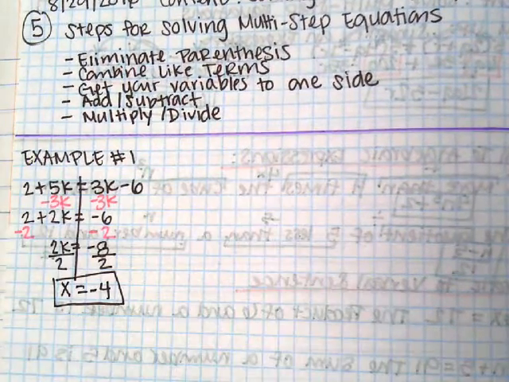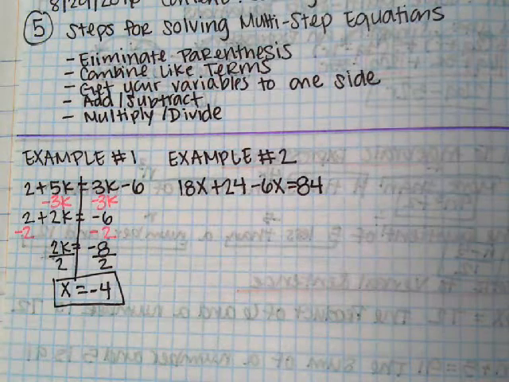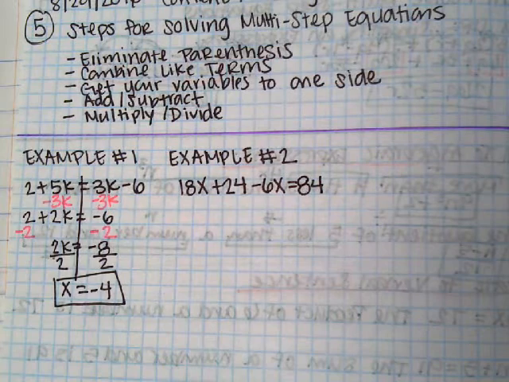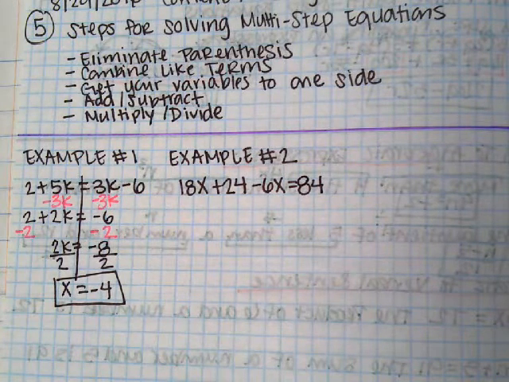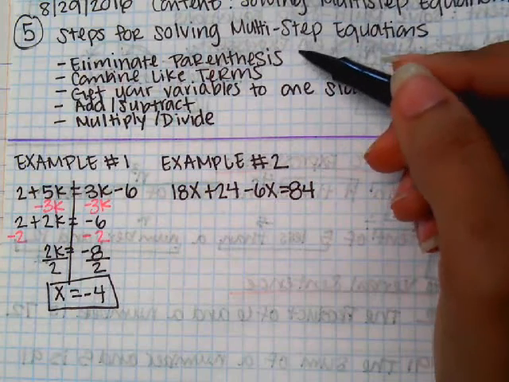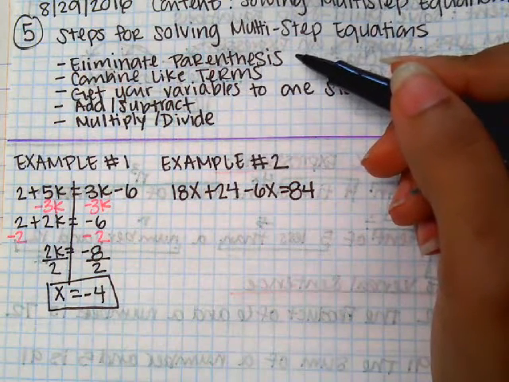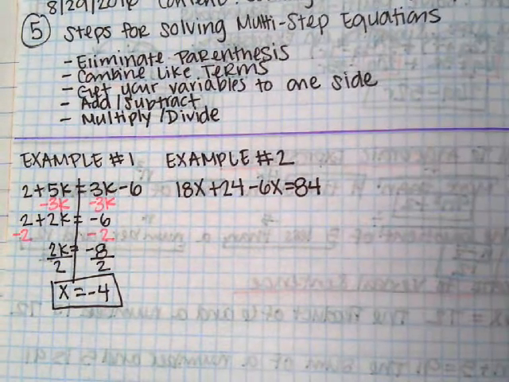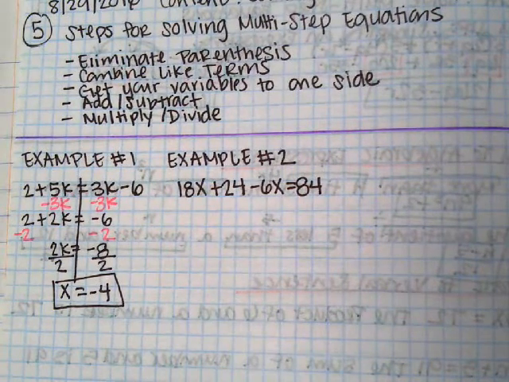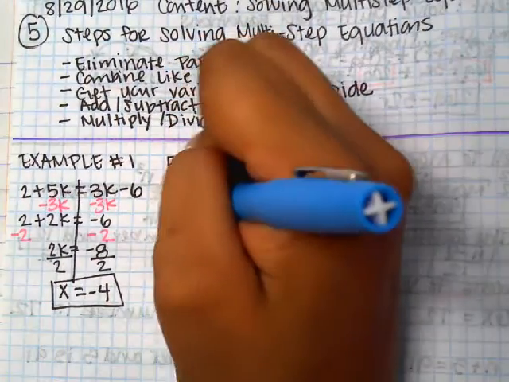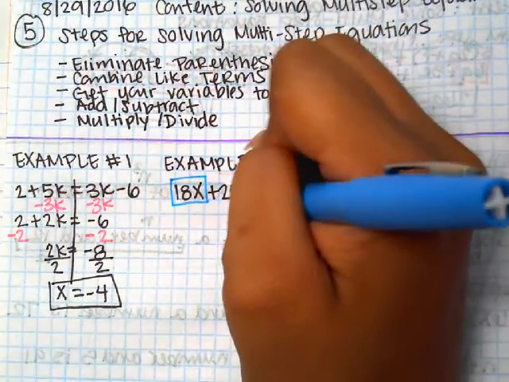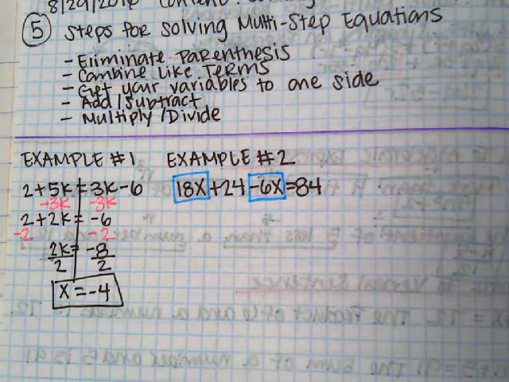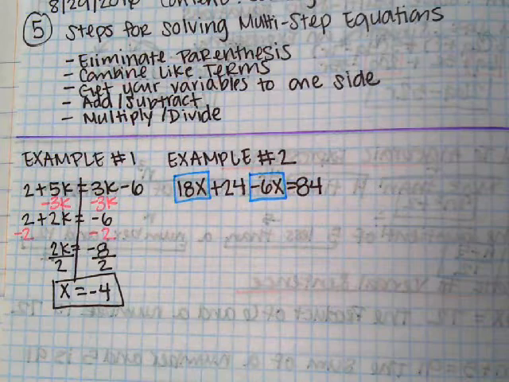If you're looking at our list of steps, it says get your variables to one side. Well, our variable's already on one side of the equal sign, so we can move to the next step. Add or subtract. Here's x. Notice I'm adding 24 to it, so you always do the opposite operation. The opposite of adding is subtracting, so I'm going to subtract 24 from both sides. That would give me 12x equals 60. And our final step is to multiply or divide. Since we're already multiplying by 12, we need to divide by 12 to get our final answer. So x is equal to 5.